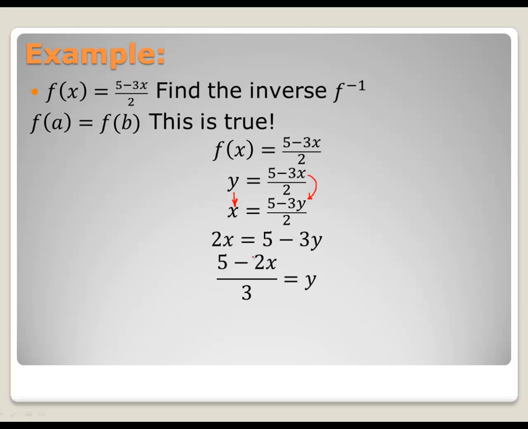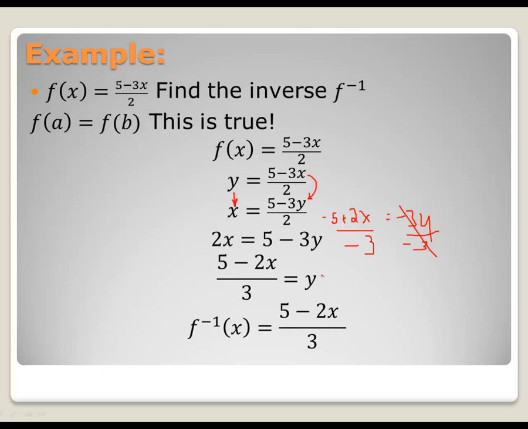That step, I kind of did a whole bunch of steps at once. So we did 2x, and I have negative 5 plus that equals negative 3y. Divide by negative 3. And I went ahead and said, okay, that's the same thing as 5 minus 2x over 3, because these cancel out. So we get our value here. And sure enough, that is our inverse function.